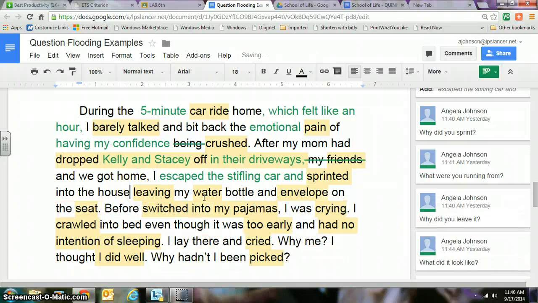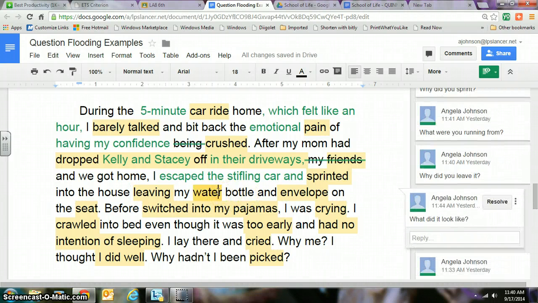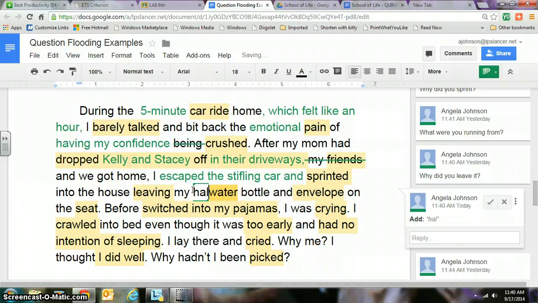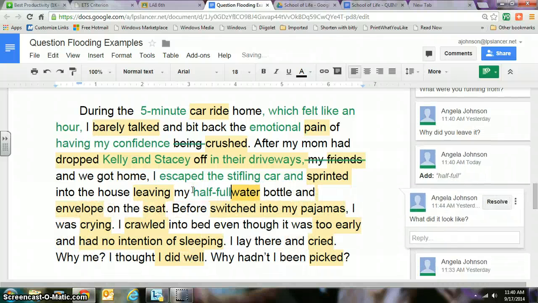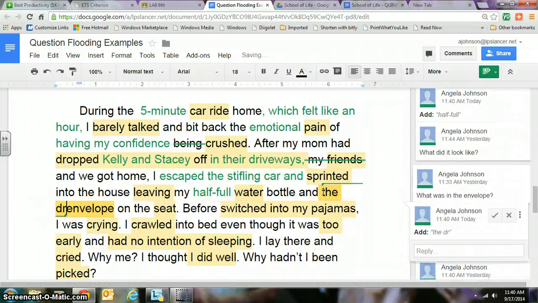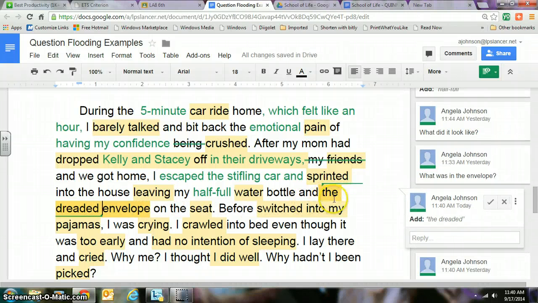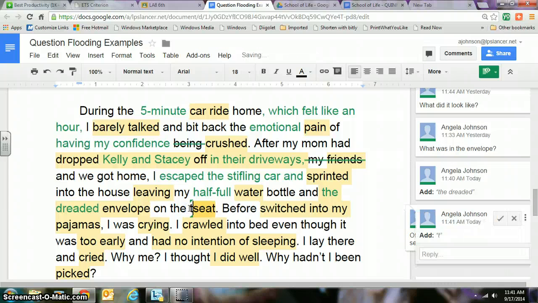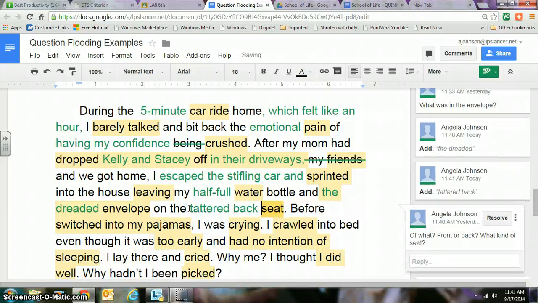I think leaving my water bottle gives the impression that I'm absent-minded. But I do want to say that my water bottle is half full. So even though it still has water in it, I'm going to leave it to show that I don't even want it anymore. Leaving my water bottle and, oh, the envelope, the dreaded envelope that brought the bad news on the seat. Before, on the seat, what kind of seat? On the tattered back seat.